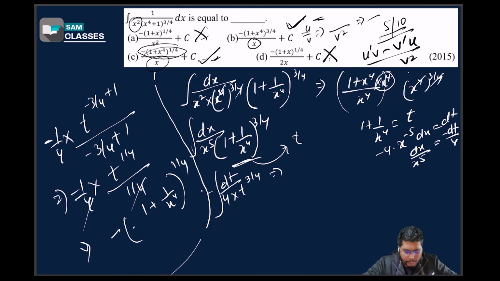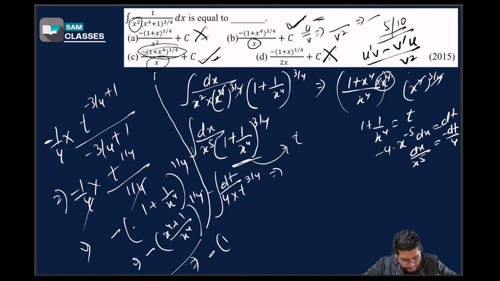Correct. Now again do the LCM. So what are you getting? x power 4 plus 1 by x power 4, whole power 1 by 4. Now try to take x power 4 out. So what I'll get? Minus 1 plus x power 4 by 1 by 4, whole divided by x power 4 power 1 by 4.